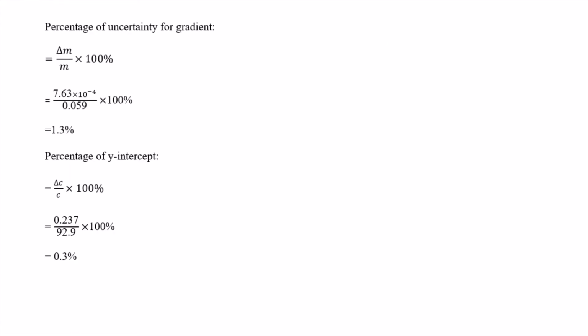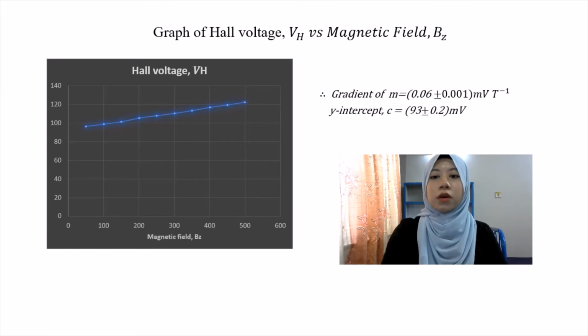After that, we plot the graph of Hall voltage versus magnetic field. As you can see, the Hall voltage is increasing as the magnetic field increases. So we conclude that the magnetic field is proportional to the Hall voltage. At the right hand side, there are the values for gradient and y-intercept that we obtain from the graph. The m value is 0.06 and the uncertainty is 0.001 mV T to the power of -1, while the c value is 93 and the uncertainty is 0.2 mV.